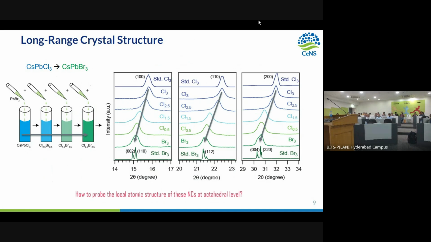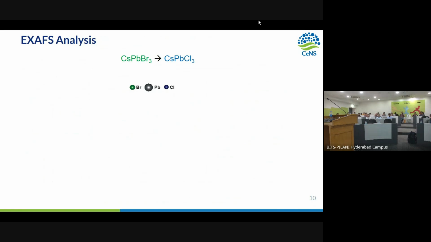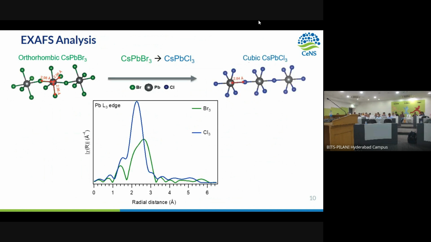So what we did is this: the cesium lead bromide that we have synthesized is orthorhombic. What I am showing here in blue is the EXAFS. We have the EXAFS data in energy space. We correct the E0 value, that is the edge energy, and from there we get the k-space data, and we do a Fourier transform, which gives the data in R space. Broadly speaking, these peaks represent the average bond lengths present in this system.